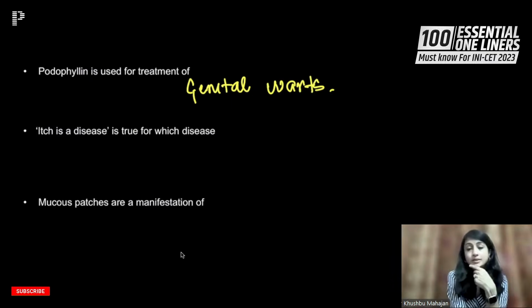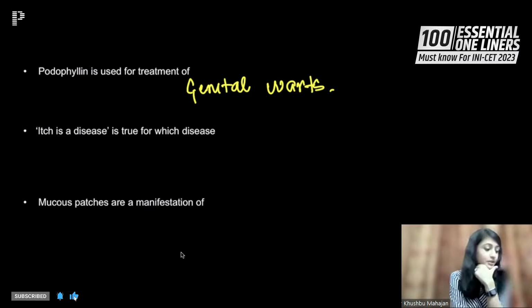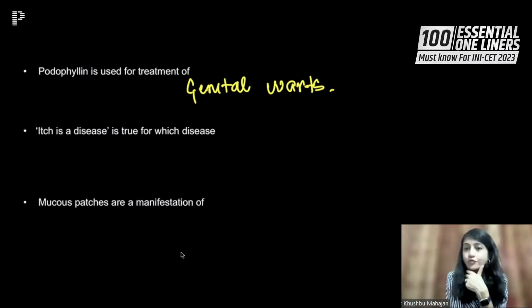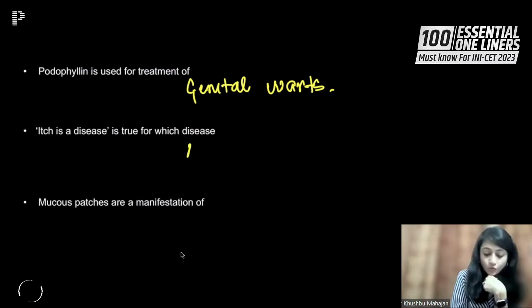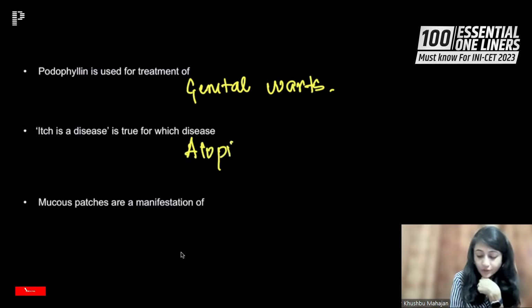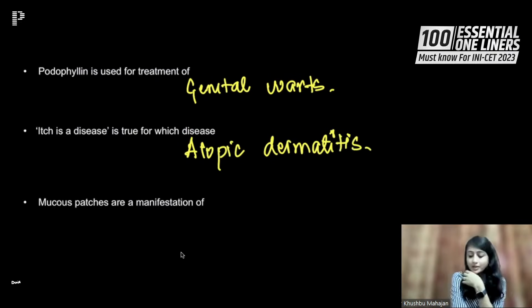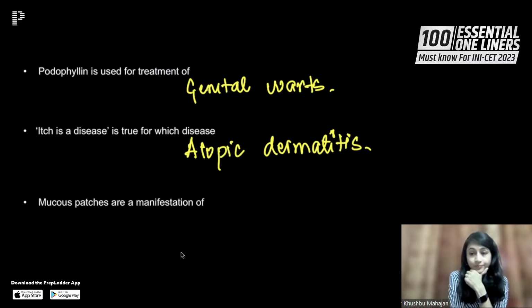Itch is a disease. Is true for which disease? For which disease do we say that itch is a disease? Yes, absolutely right. Genital warts caused by HPV 6 and 11. Itch is a disease is not true for scabies. It is not true for scabies. Yes, it is true for atopic dermatitis, not for tinea, not for scabies, not for eczemas in general. It is true for atopic dermatitis. Mucus patches are a manifestation of. Where do you see mucus patches?